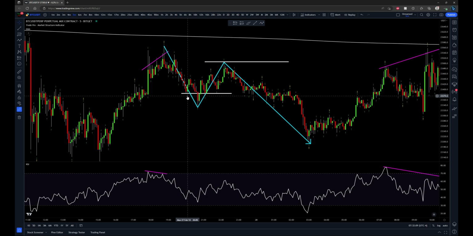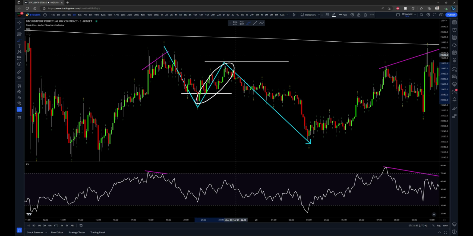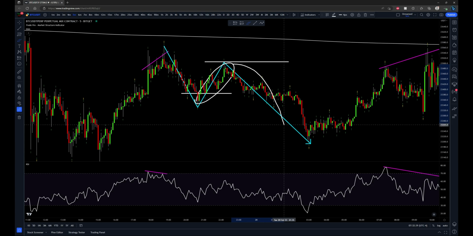Okay, bearish intermediate term structure resting right here with the yellow and the green arrow. That is broken to the downside on this red candle. Okay. At this point, it's time to look for a retracement to get short. That happens here on this retracement. So this is the retracement to short. And the idea is to look for that next move down to continue this downward movement.